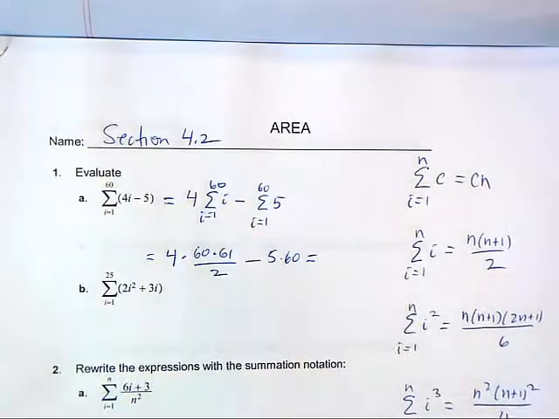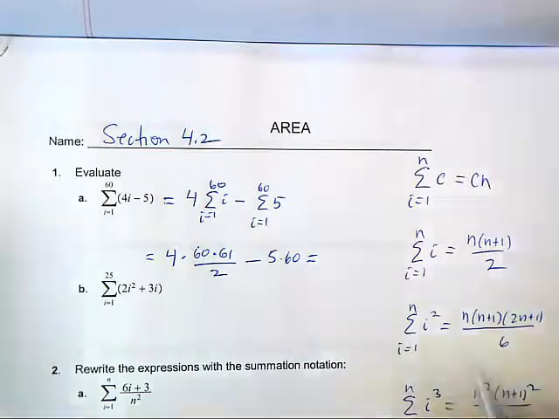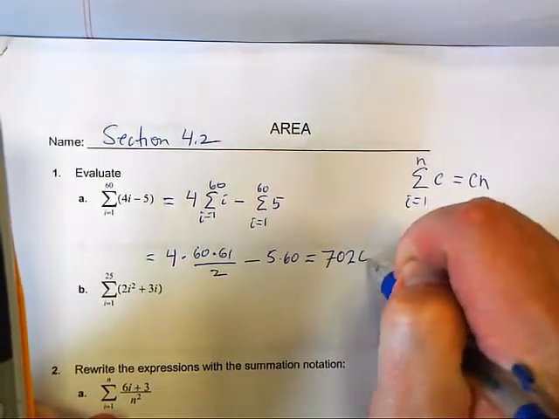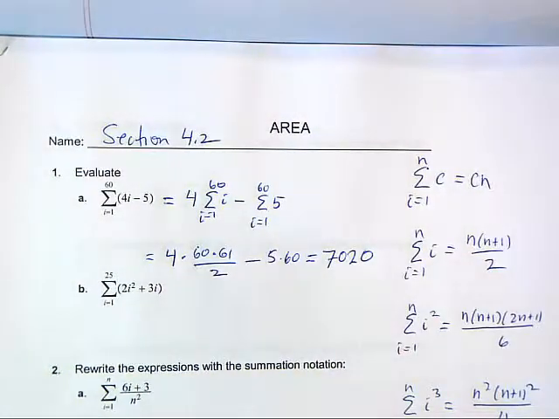So now I would grab my calculator. 4 times 60 times 61 divided by 2 minus 5 times 60. My calculator says the answer is 7,020. Questions on that one?